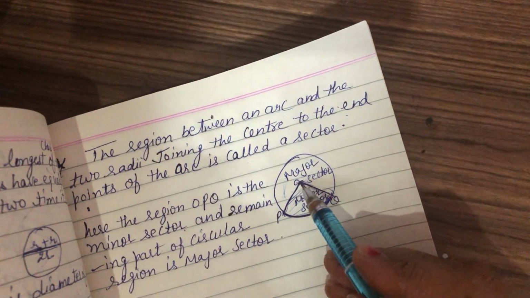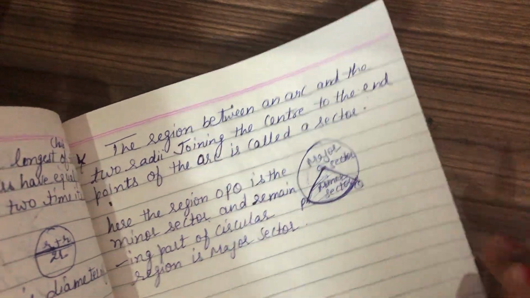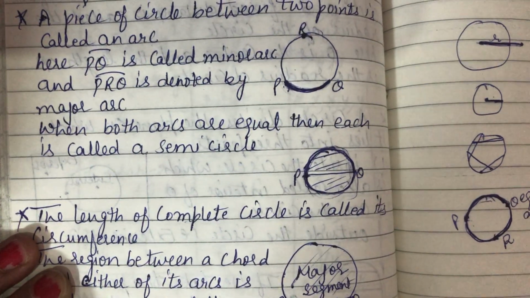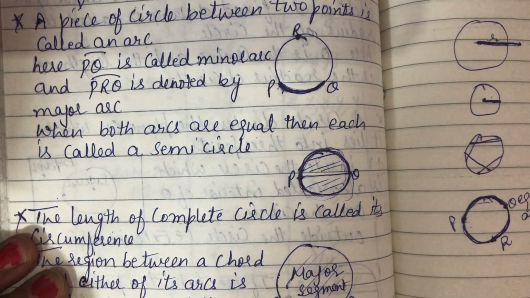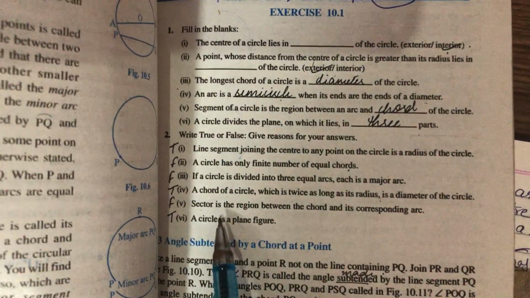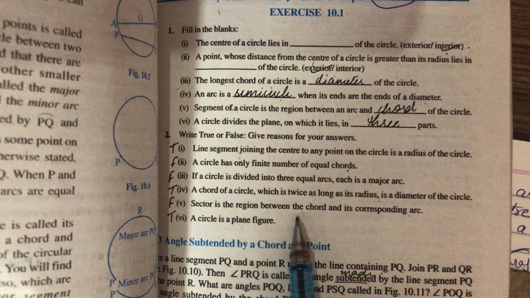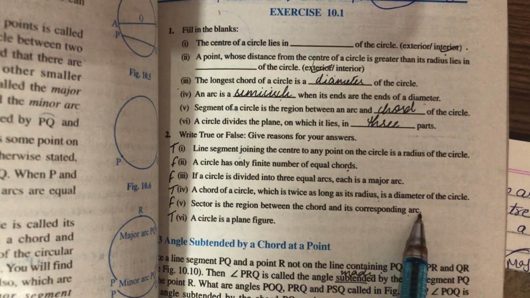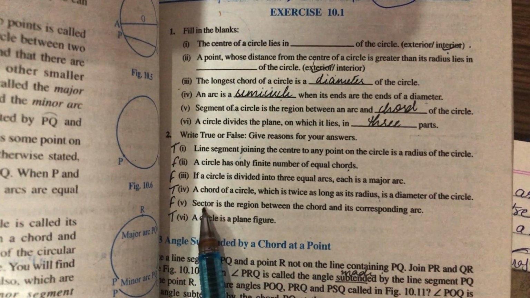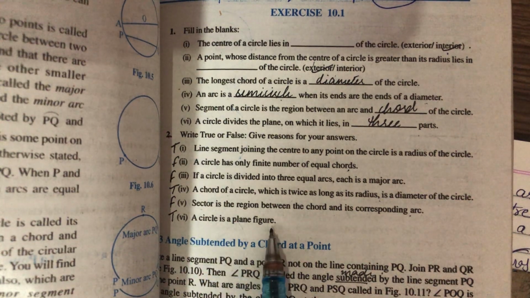Sector is the region between chord and corresponding arc. What is a sector? As I have explained, this is a sector. The region between two radii and an arc is called a sector, but they are asking, is a sector the region between chord and arc? No, it is a segment. So this is again a false statement. Sector is not the region between chord and its corresponding arc. Sector is the region between two radii and its corresponding arc, while segment is the region between chord and its corresponding arc.